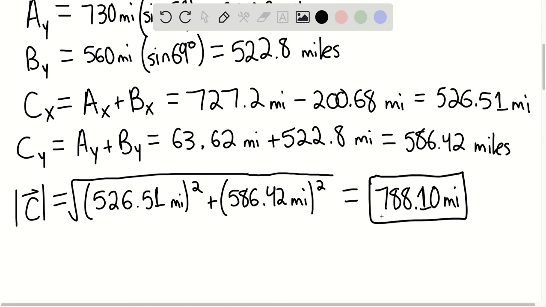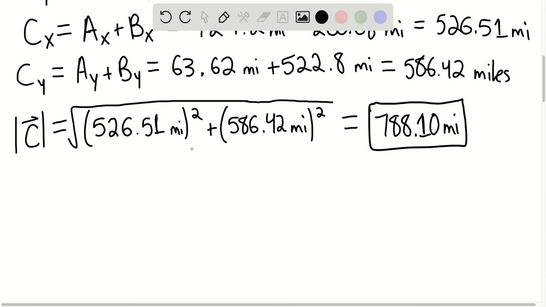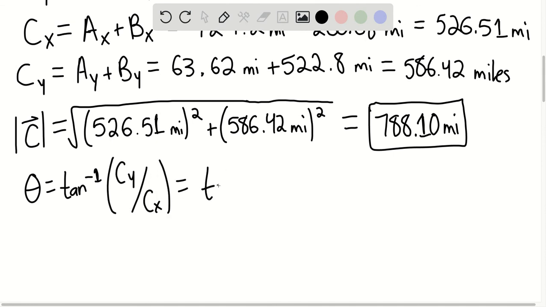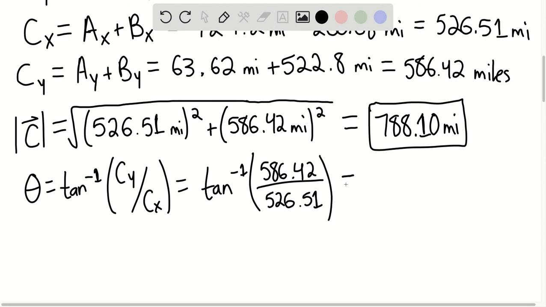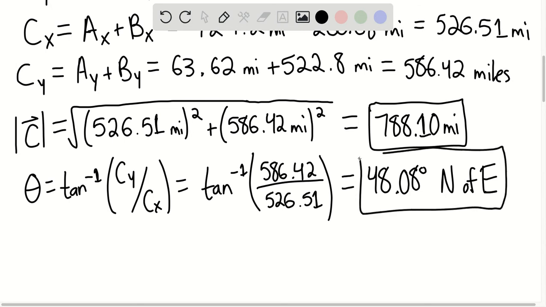To find the direction, theta would equal arctan of c sub y over c sub x. Arctan of 586.42 divided by 526.51. So the direction would then be 48.08 degrees north of east. That is the end of the solution.